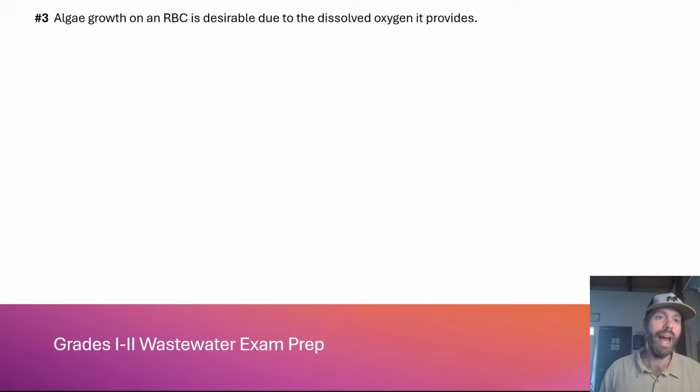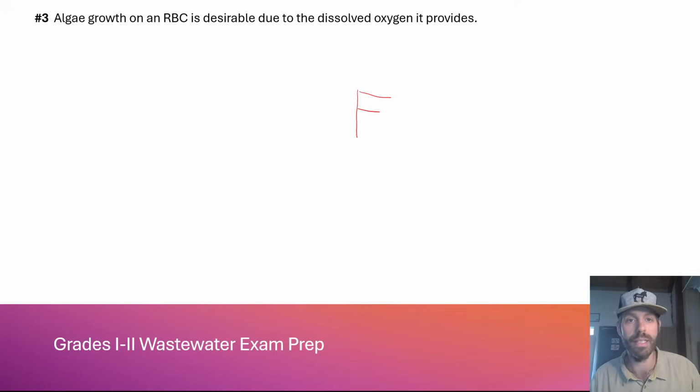Number 3, algae growth on an RBC is desirable due to the dissolved oxygen it provides. True or false? And after I reveal the answer to this one, I'll pop out to the chat and see if there's any questions. This one is false. Algae is desirable in ponds for dissolved oxygen, but absolutely not on an RBC. It interferes with the zooglial film. You only have so much surface area on an RBC. You don't want a bunch of algae growing on there because algae doesn't treat wastewater.